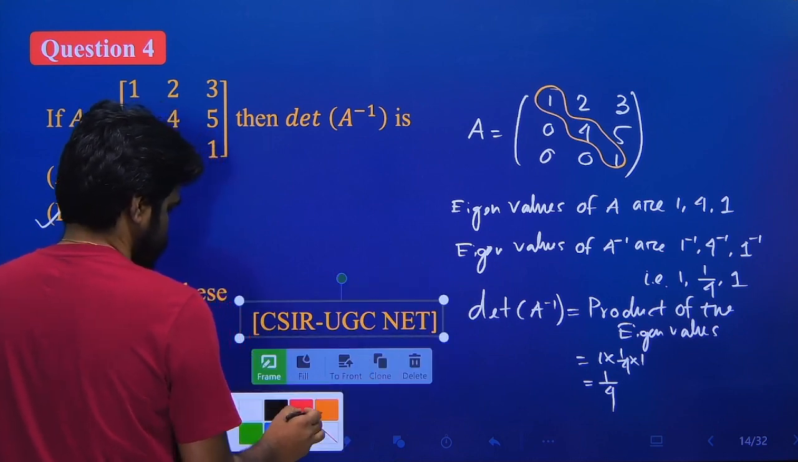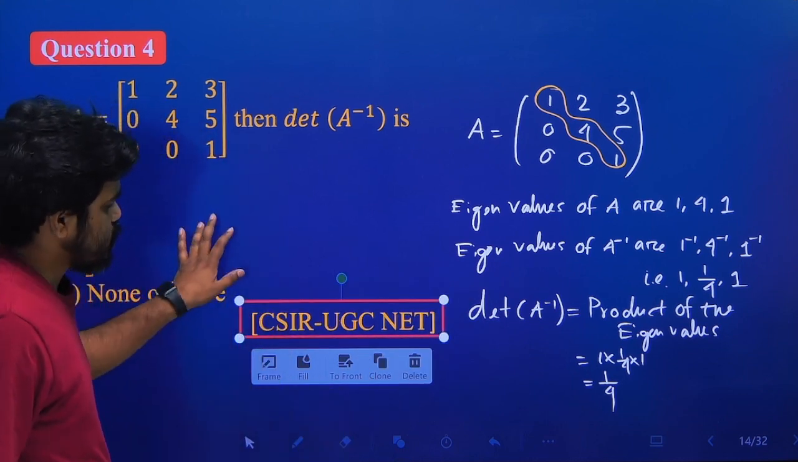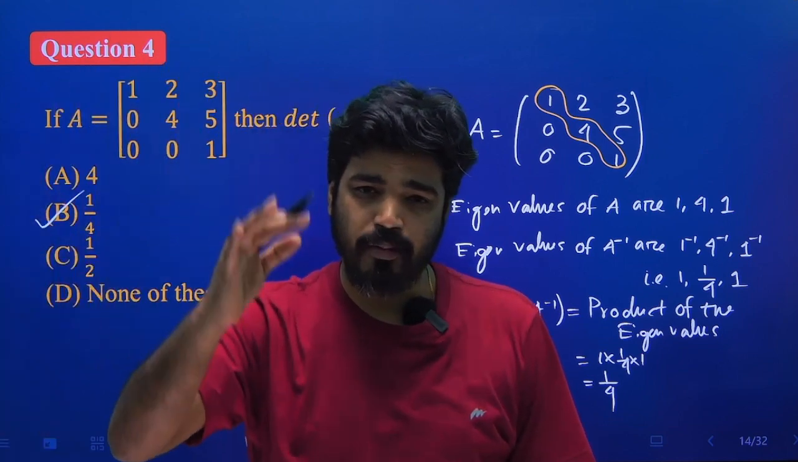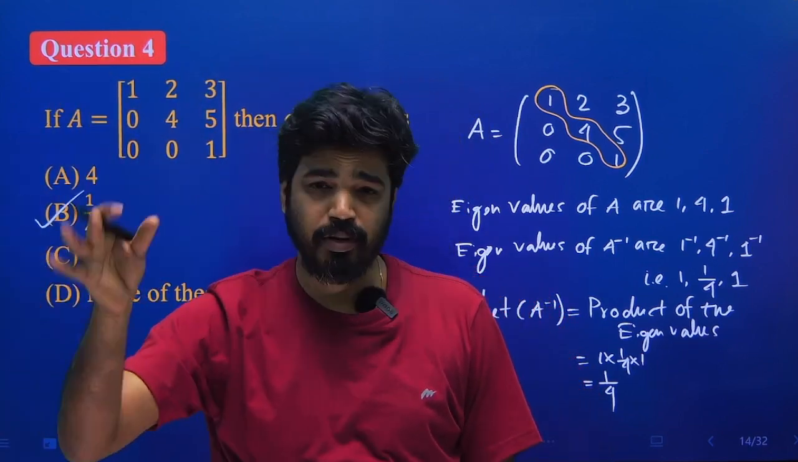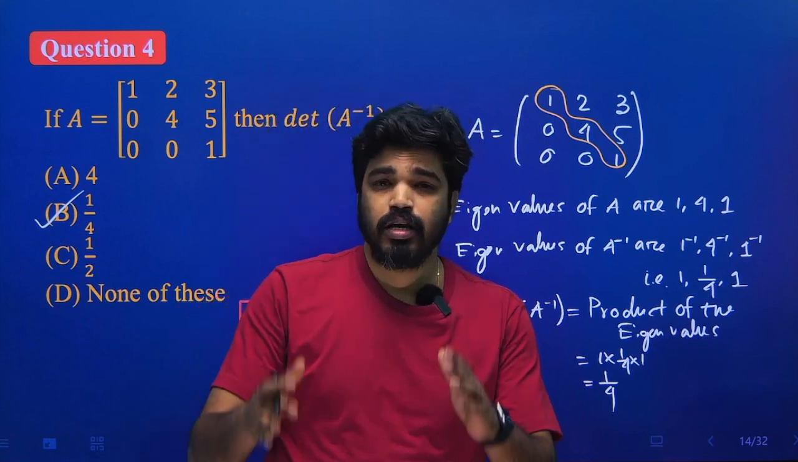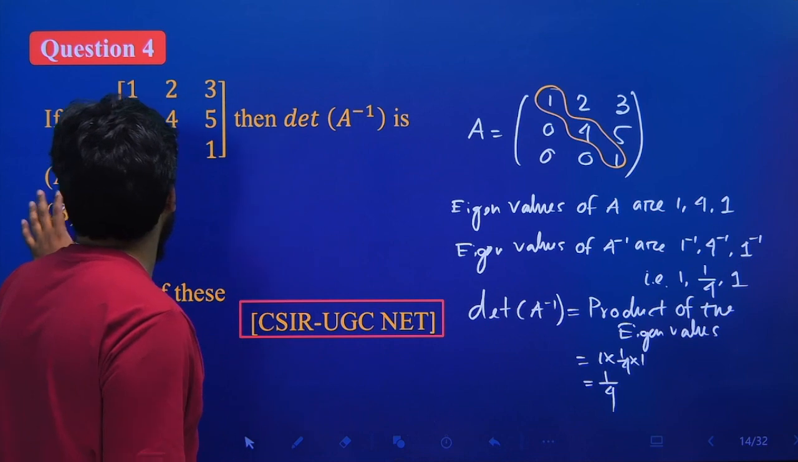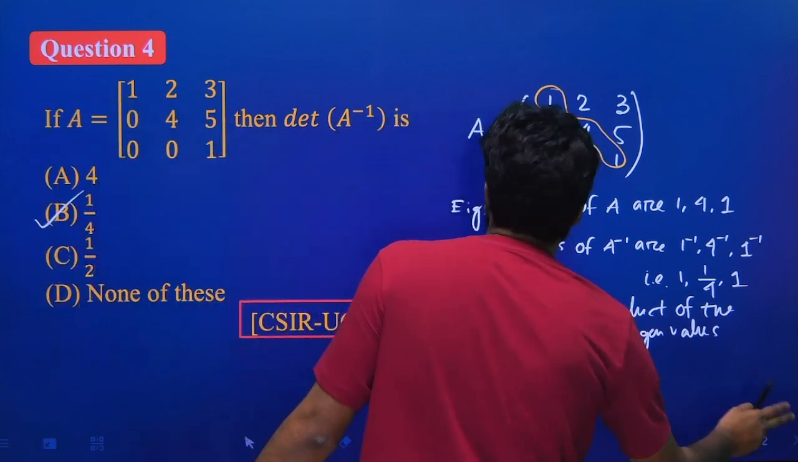Okay. It should be noted that if A is an upper triangular matrix, lower triangular matrix, or diagonal matrix, whatever it may be, the eigenvalues are its diagonal elements. Okay, so next problem.